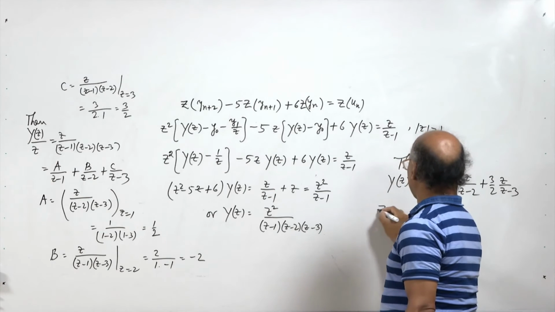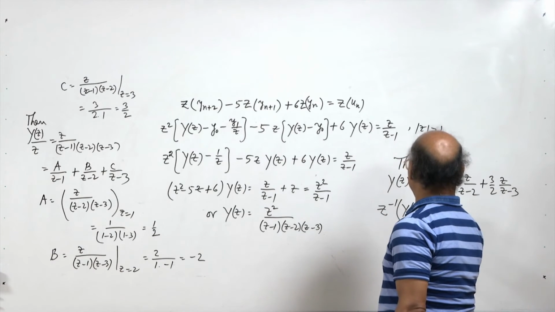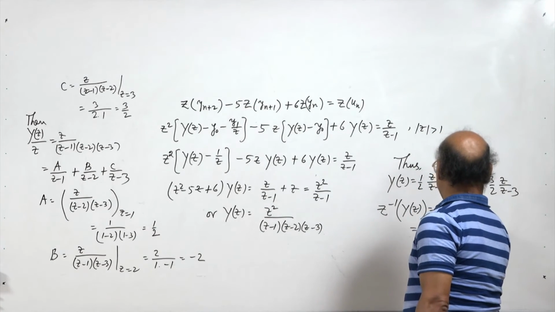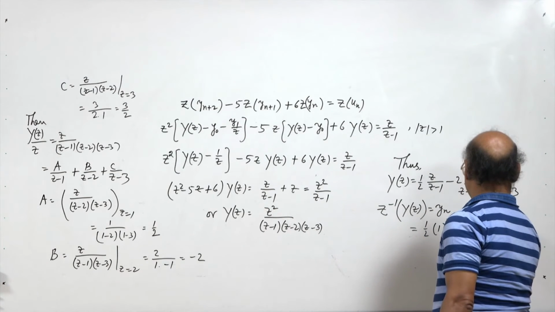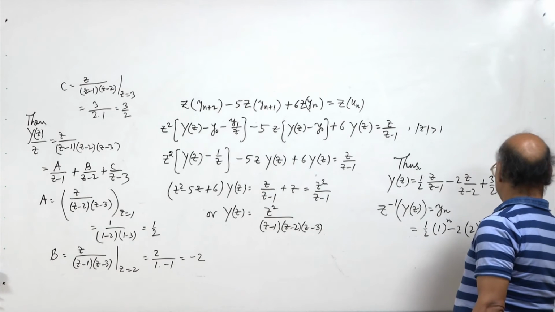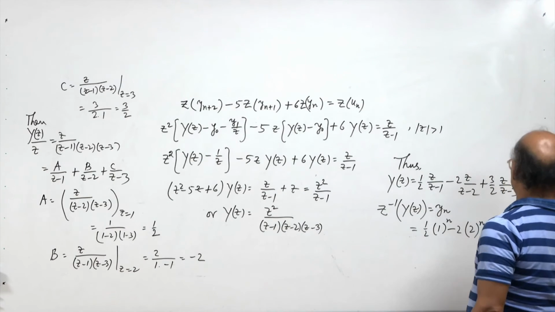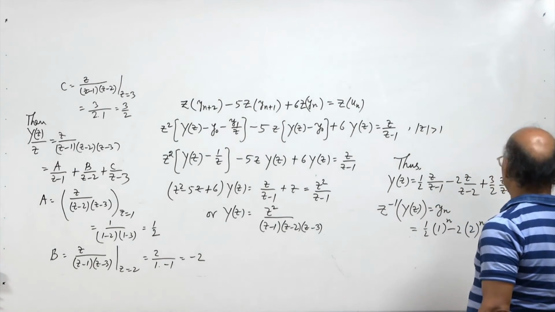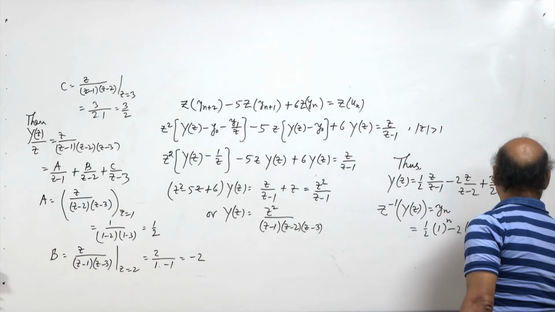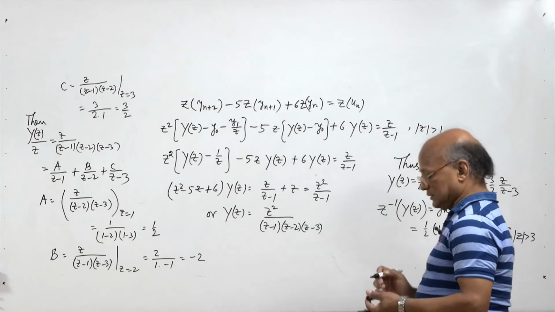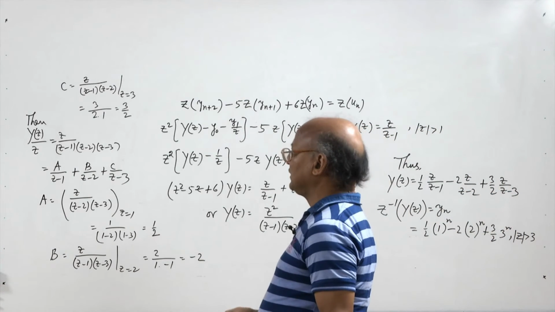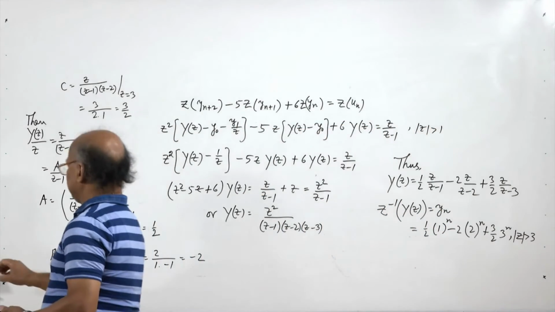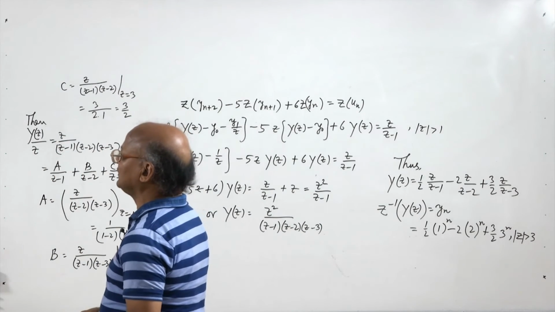So, inverse Z transform of Y, which will be equal to the sequence y n, is equal to half 1 to the power n minus 2 times 2 to the power n, and then we get 3 by 2, 3 to the power n. For this mod of Z is greater than 3, for this mod of Z is greater than 2, and for this mod of Z is greater than 1. So, we have mod of Z greater than 3, which is the common portion. So, the inverse Z transform is half minus 2 into 2 to the power n plus 3 by 2 into 3 to the power n.